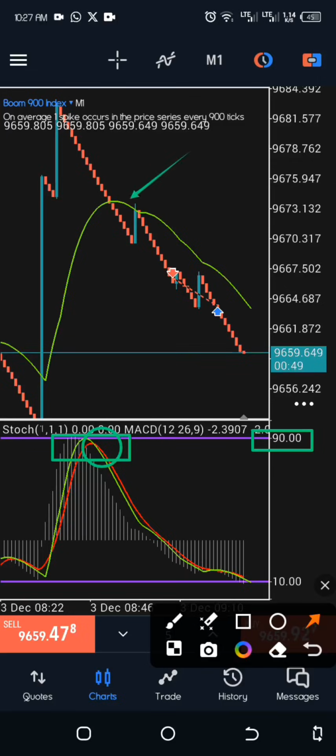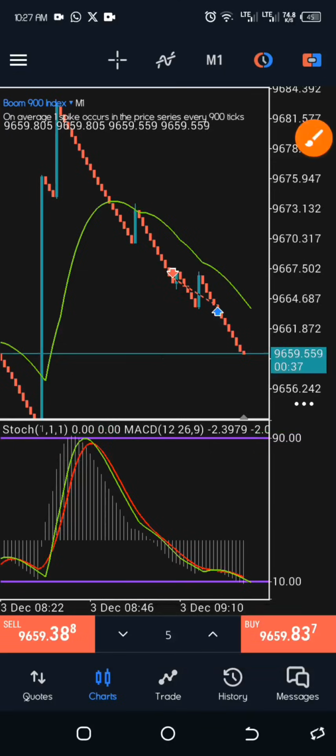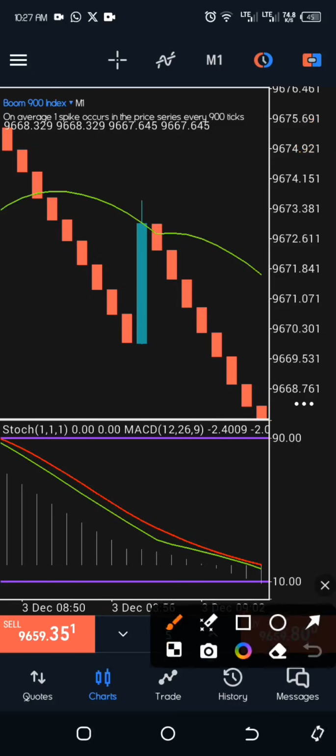Now I missed this trade right here. I should have entered somewhere around this area, but I was not on the chart when the price was moving, so I ended up opening the trade right here, and you can see we were able to make our money. Now this is how you enter a trade using this strategy.